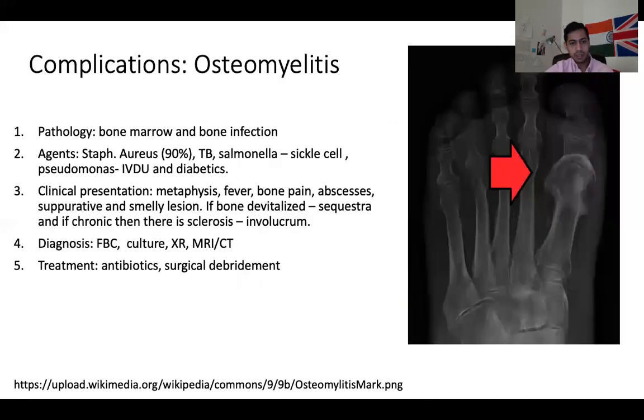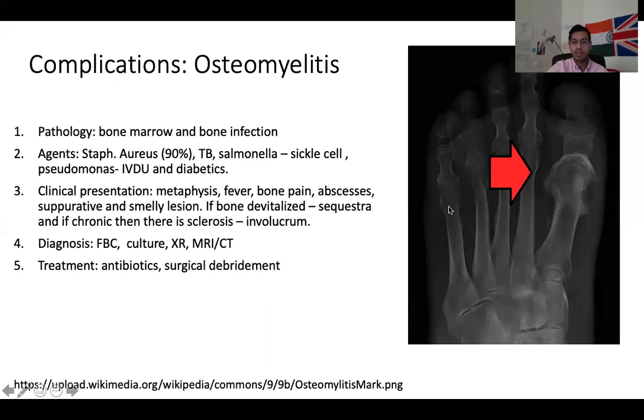So the following two slides will be more to do with complications of surgeries, for example, and also just in general complications of trauma, but they do have some cellular pathology basis. So the first one is osteomyelitis.